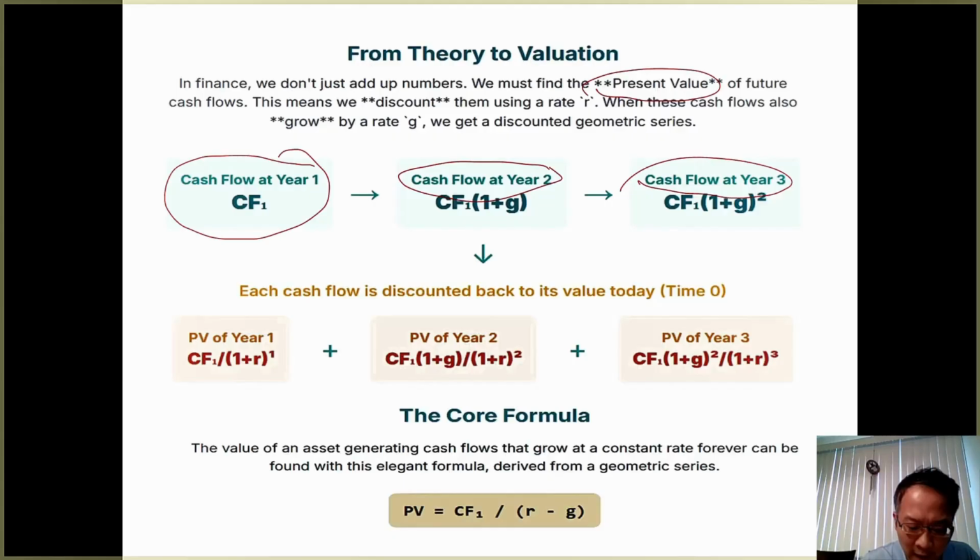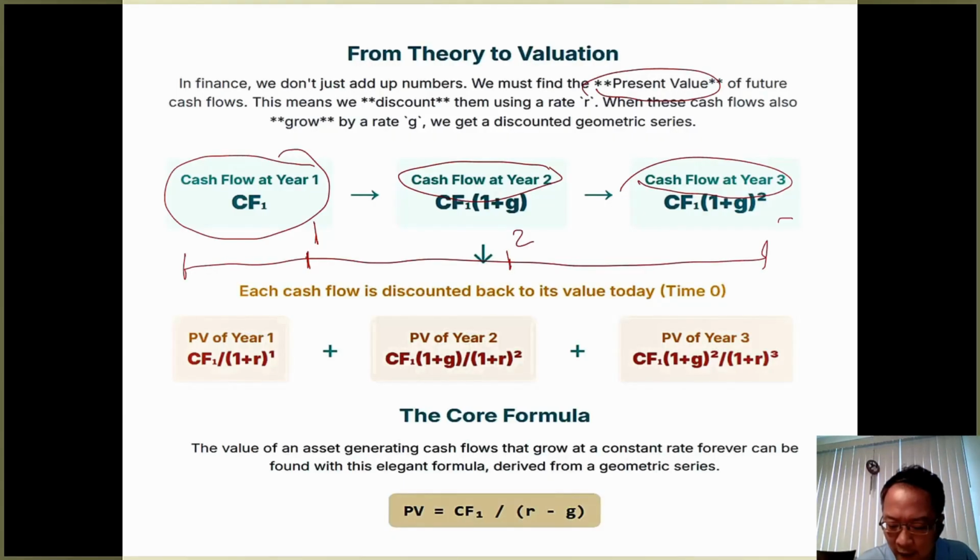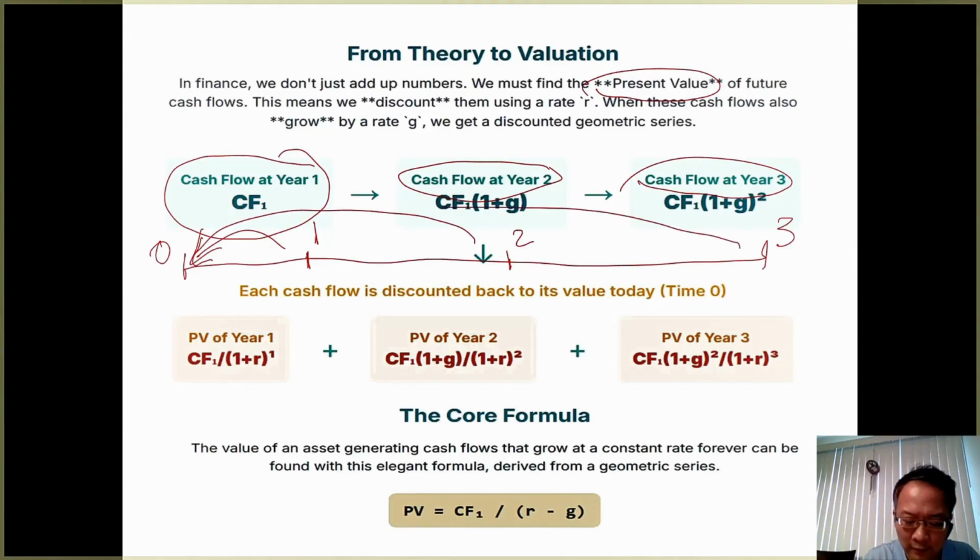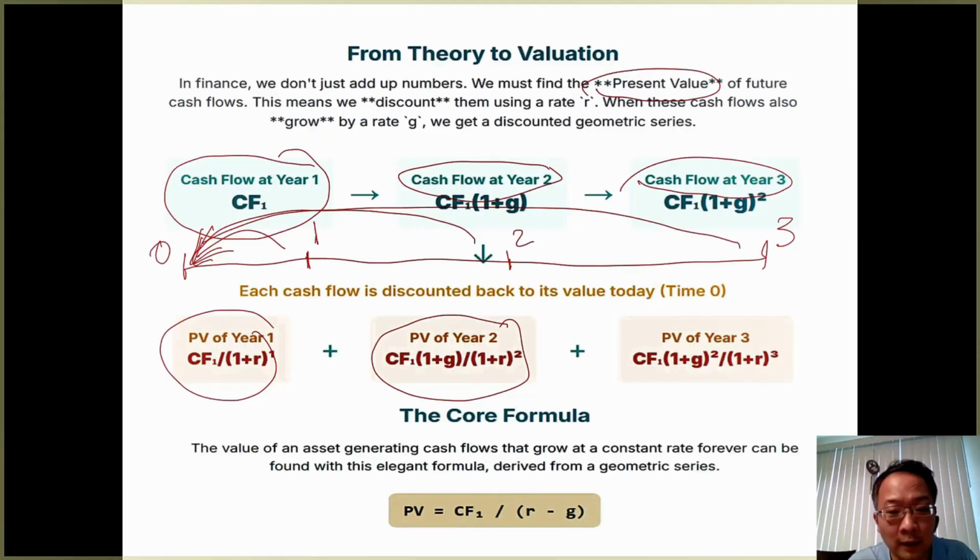Now, since we already have this timeline, the end of the first year, the end of the second year, the end of the third year, and now, which is time 0, we need to discount each year's cash flow back to the present. After discounting, we know that for the first year, it's CF1 divided by 1 plus R, for the second year, it's divided by 1 plus R squared, and for the third year, it's divided by 1 plus R to the power of 3.